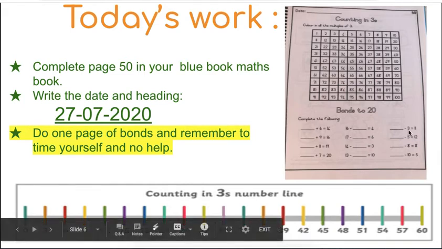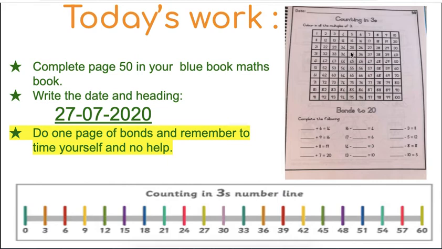So if you look at your sheet here, you're going to color in all the multiples of 3, and remember, multiples of 3 is what you're counting. So you're going to color in 3, and then 6, 9, 12, 15. So carry on all the way to 100 and see if you can see what the pattern is. And at the bottom, there's a few bond sums to do, and you're going to do your bonds in your book.